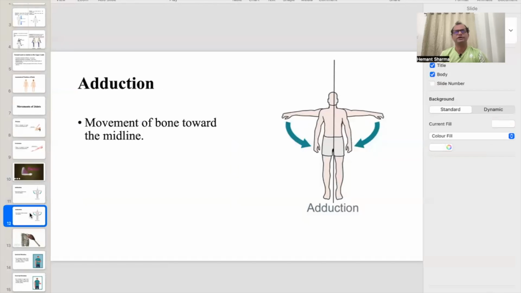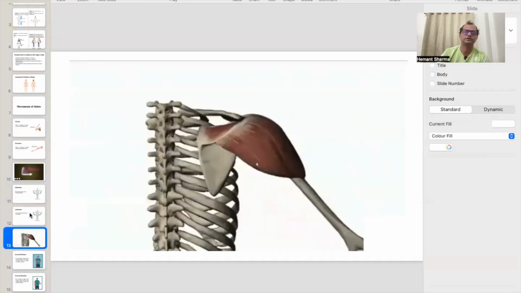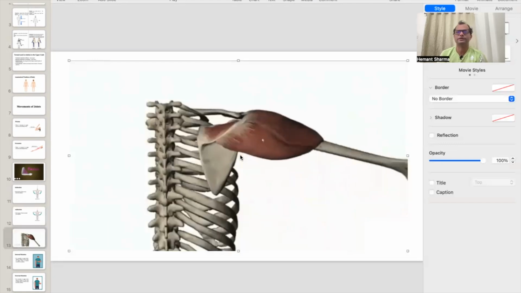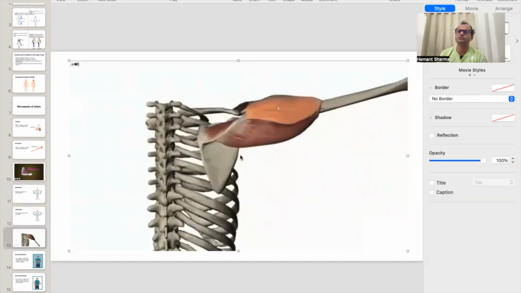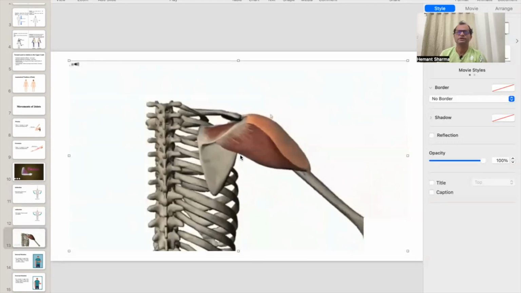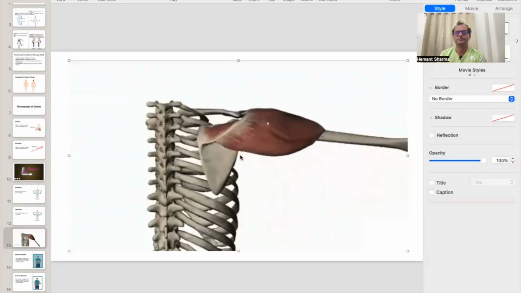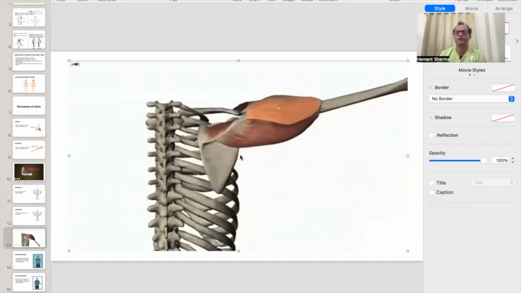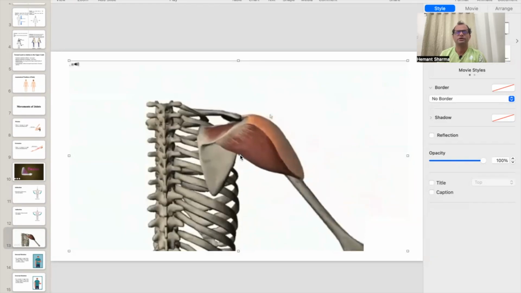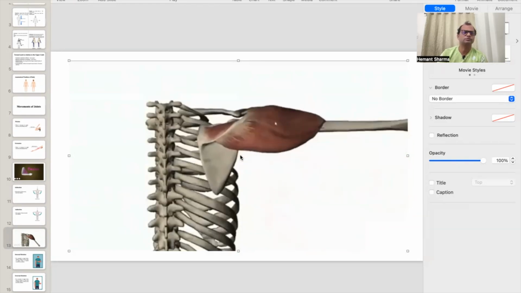So it's written here, movement of the bone toward the midline, that is adduction. So now we can see here, lots of muscles are doing this movement to take the bones away and bringing them near so that we are able to do this movement.